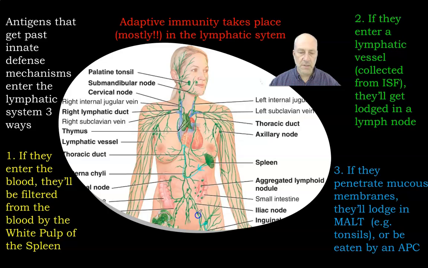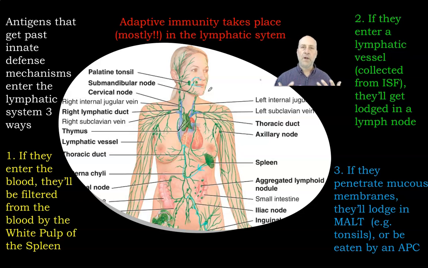It's going to be filtered. At each one of these little bean-shaped lymph nodes, we've talked about this, it's going to be filtered. Or thirdly, if you inhale something, or if you ingest something as good examples, you're going to run into MALT. You're going to be running along a mucosa, the mucosa that line the GI tract, the respiratory tract, the urogenital tract.